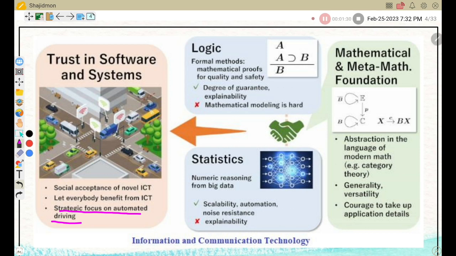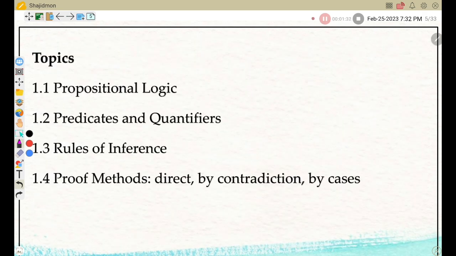So what are the topics in this module? You can see first section 1.1, propositional logic, and the second one, we are studying predicates and quantifiers, 1.3 rules of inference, and 1.4 proof methods, especially the direct method, by contradiction, and by cases. In this video we are concentrating on the first section, 1.1, propositional logic.